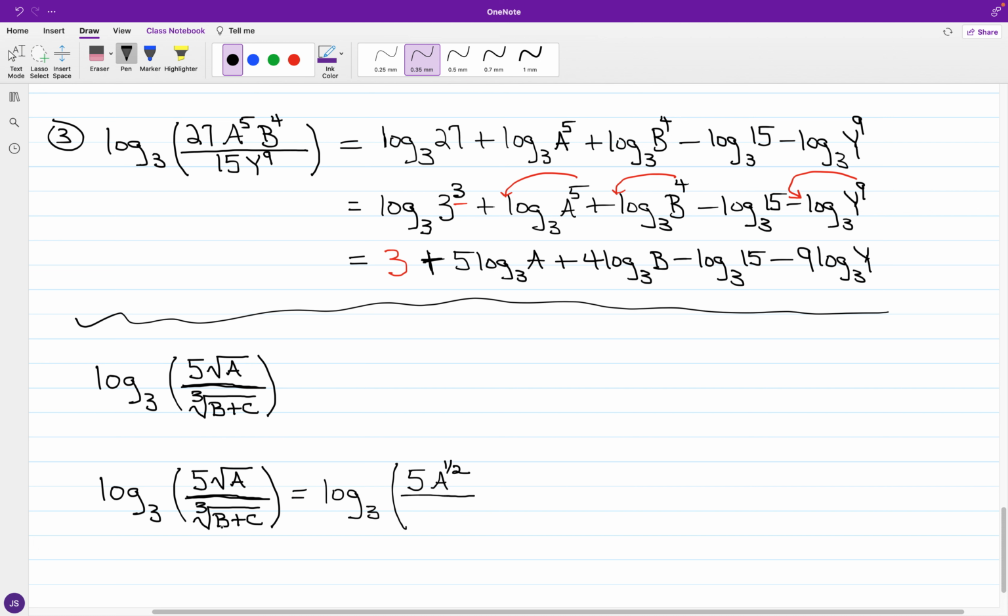Now for the cubic root of b plus c, the cubic root of an expression, when written as an exponent, will be that expression to the 1/3 power. And we'll do this to the sum of b and c. So we have the quantity of b plus c to the 1/3 power. And looking at expanding, in the numerator I have 5 and a to the 1/2.